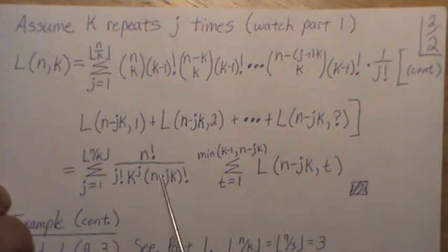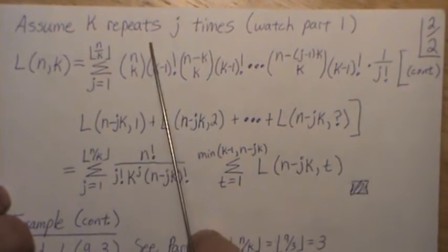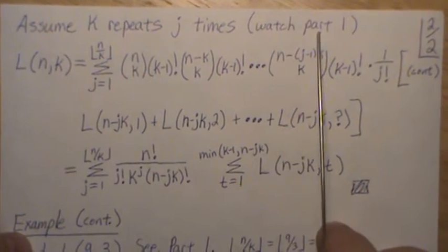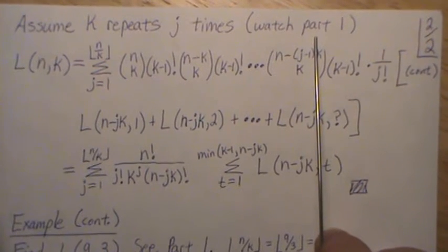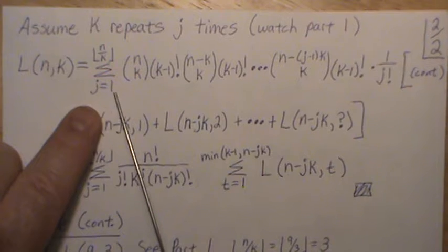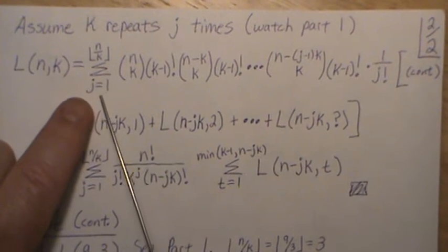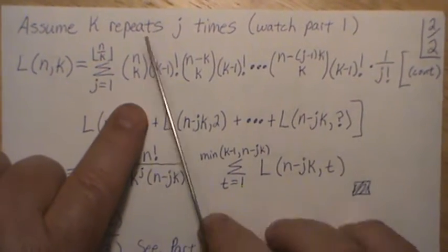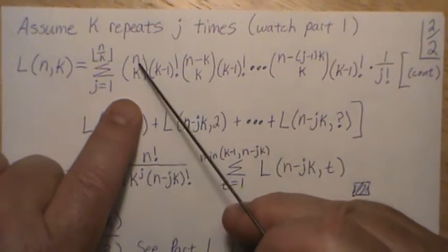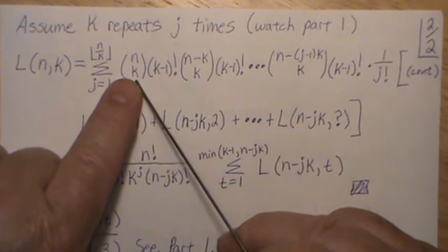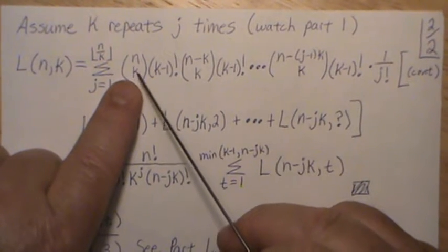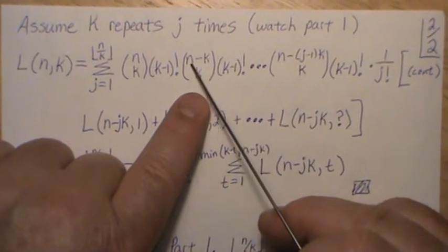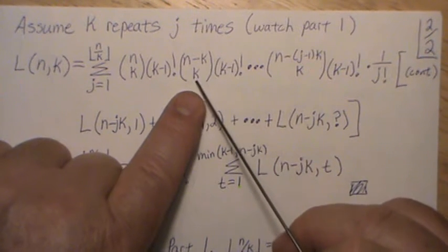So let's go through that again. Let's assume K repeats J times. And you must watch part 1 to understand how we're calculating these probabilities. So this is the formula, J equals 1 to K. And we're just going to assume that we're at the Jth level. So K repeats J times. So of the n boxes, we're picking K of them. Then there's K minus 1 ways to jumble those boxes up once we've picked them. Now those K boxes are gone, and there's n minus K boxes left, and we want to pick K of them.